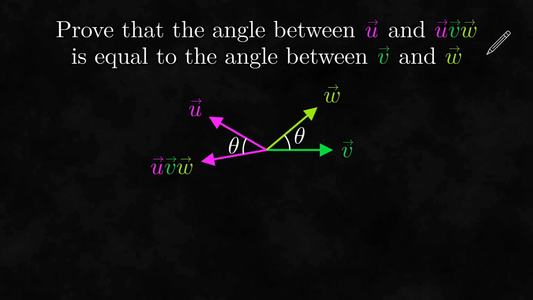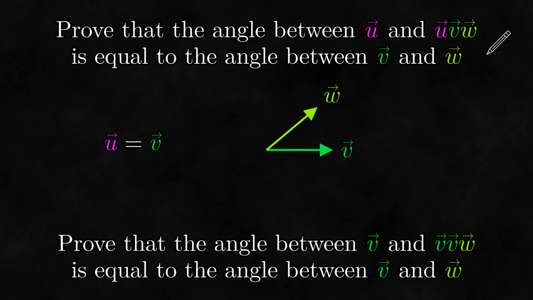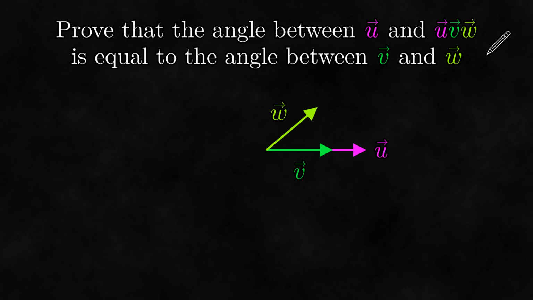First, let's look at a simpler situation. Consider the case where u equals v. In this case, we are trying to prove that the angle between v and vvw is equal to the angle between v and w. So all we have to prove is that vvw points in the direction of w. And this is directly true because v squared is a positive scalar, so v squared w is just a scaled version of w. In fact, this argument works as long as u points in the same direction as v.